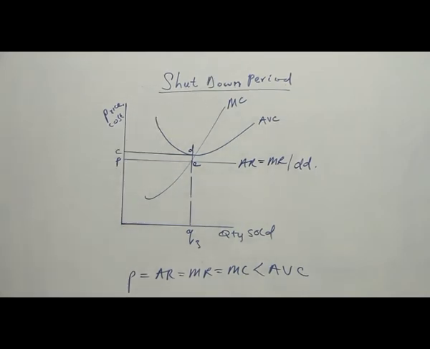Shut down period. Shut down period implies a period where a firm is not able to cover its average variable cost when the firm is still under short-run period. So let us analyze with the help of our diagram. So we want to analyze it using perfect market aspects. We have our average variable cost to be here, which is U-shaped. We have our marginal cost curve here as well. We have our price, which is on the same horizontal line with our average revenue, marginal revenue. We have our quantity here.